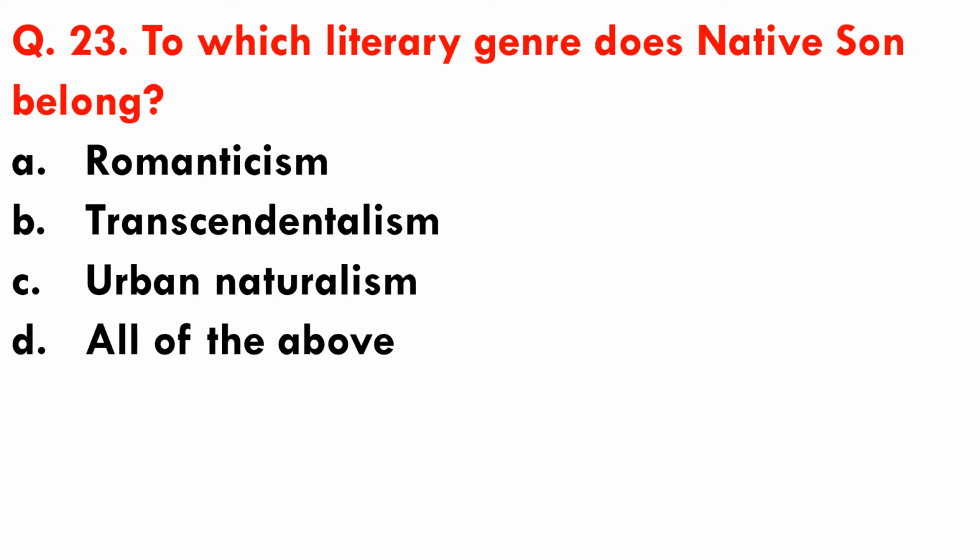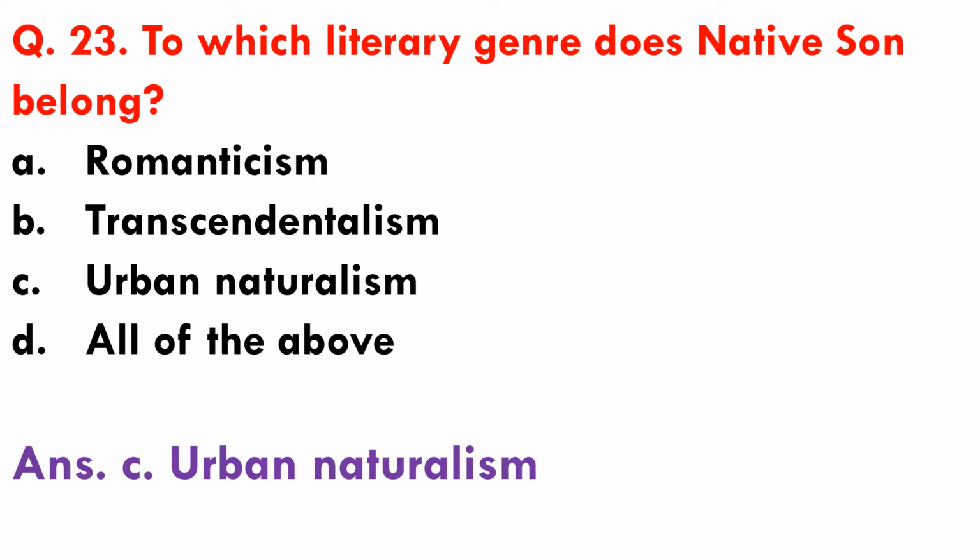Question number 23. To which literary genre does Native Son belong? Options are A. Romanticism, B. Transcendentalism, C. Urban naturalism, and D. All of the above. So here the novel Native Son belongs to the genre urban naturalism. Option C is the correct answer.